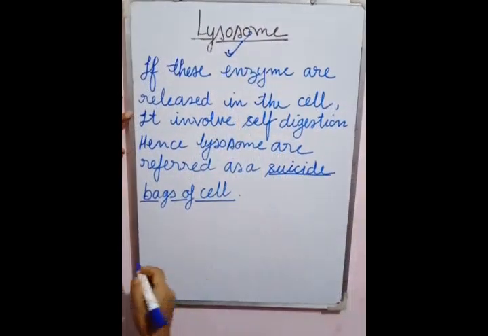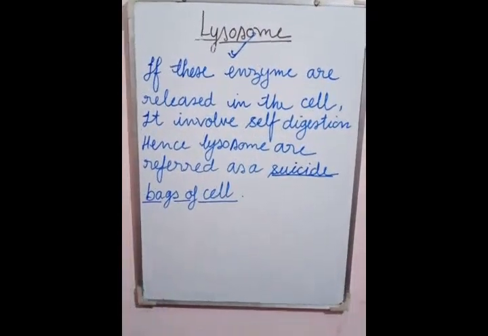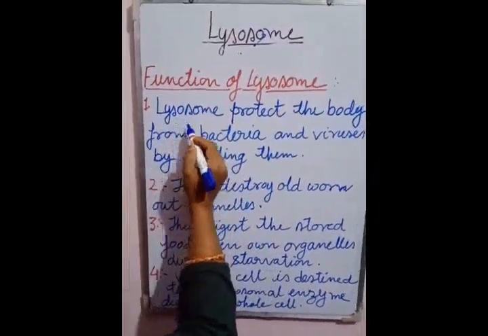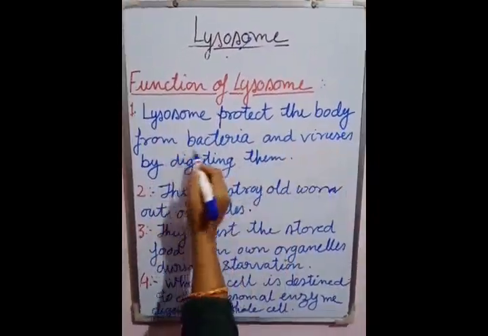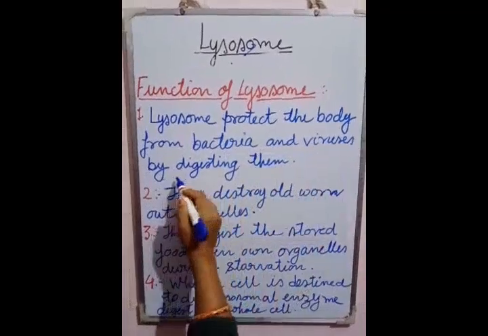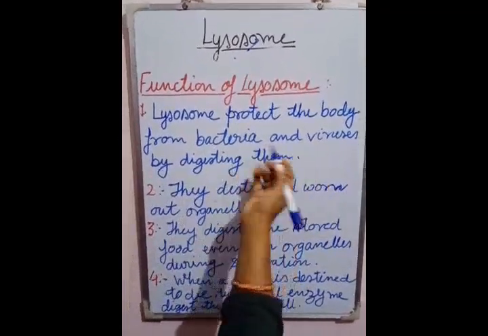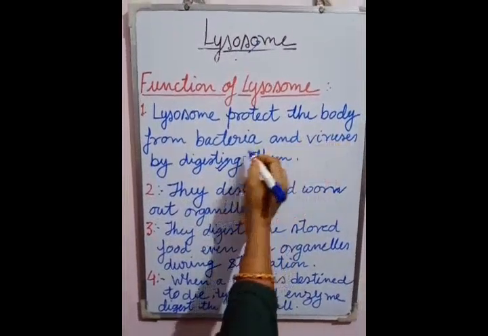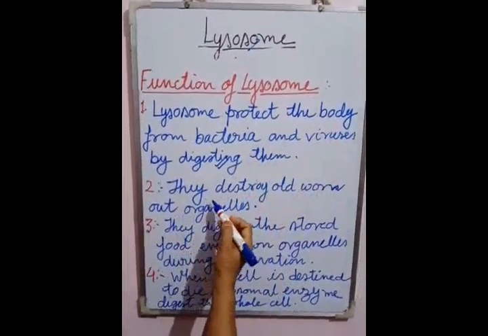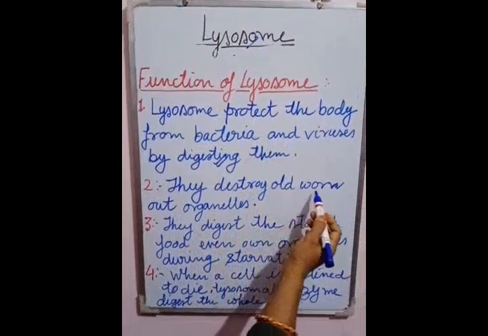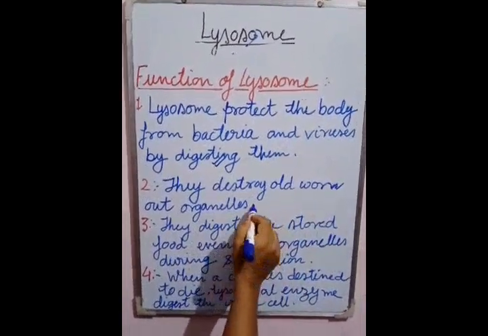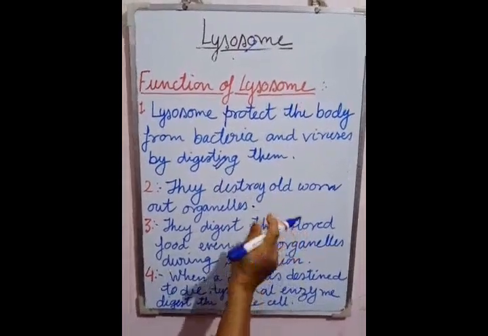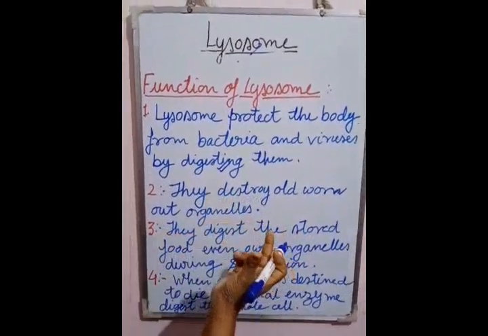Now come to the topic function of the lysosome. First function, lysosome protects the body from bacteria and the virus by digesting them because they have digestive enzymes. So they digest the bacteria and the virus. Second is they destroy old worn out organelles. It involves the self-digestion of the cell by the lysosomal enzymes.